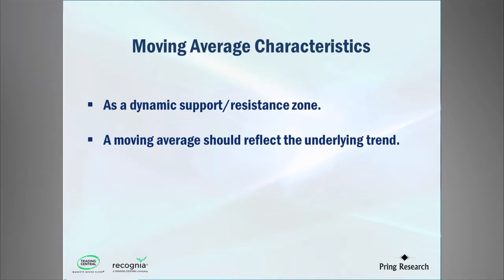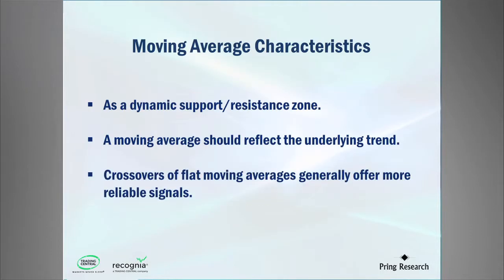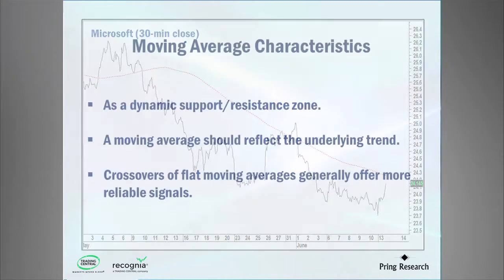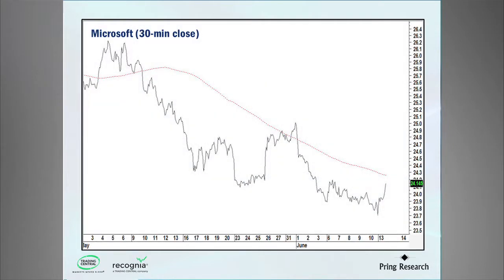Crossovers of flat moving averages generally offer more reliable signals than those with a steeper angle of ascent or descent, just as trend lines with steep angles of ascent or descent offer less reliable signals when penetrated. Here we see a 200-period moving average for the 30-minute chart of Microsoft. The two penetrations on the left developed when the moving average was relatively flat. However, the one on the right probably failed because the moving average angle was much steeper.